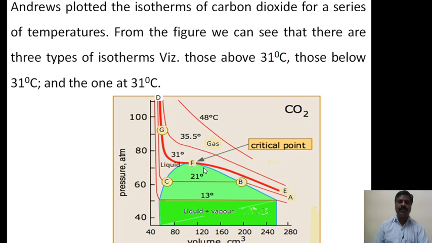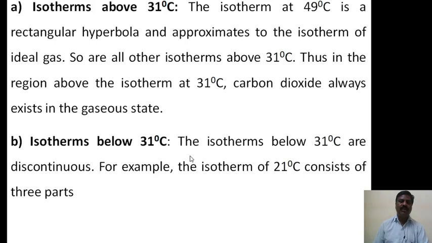Okay, therefore we can say that the F portion is a critical point, and it is called the critical temperature of 31 degrees Celsius. Therefore, above 31 degrees Celsius, the isotherms at 48 or 49 degrees Celsius are a rectangular hyperbola, and approximate to the isotherms of an ideal gas.